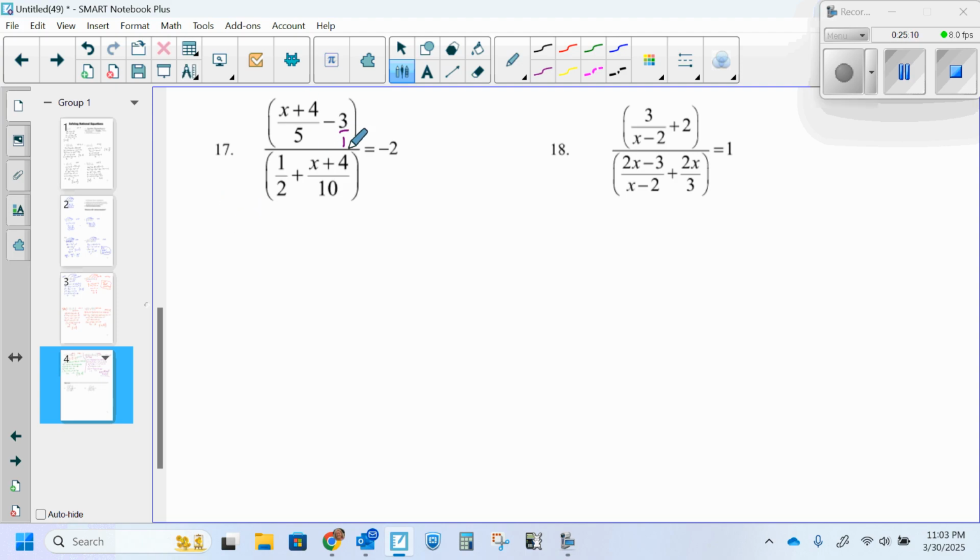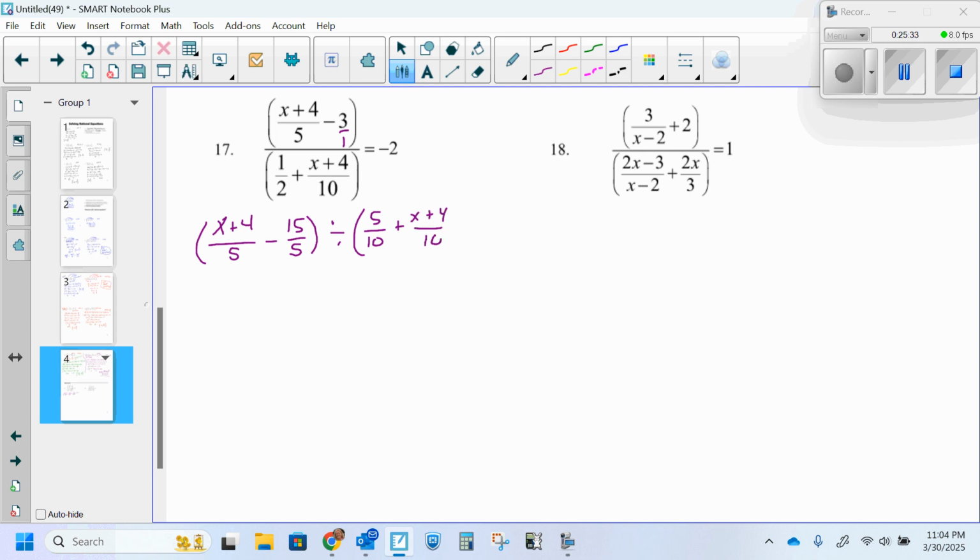So the common denominator is 5. So that'll be x plus 4 over 5 minus 15 over 5. I'm going to wrap that up in parentheses, divided by, let's take care of the bottom. The common denominator is 10. So that's 5 over 10.